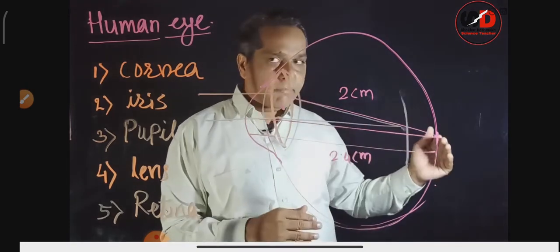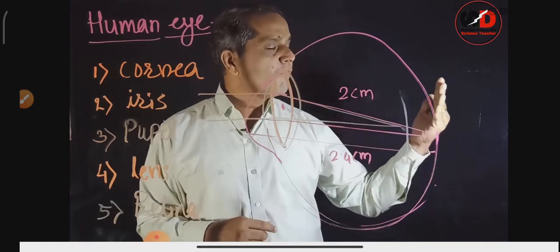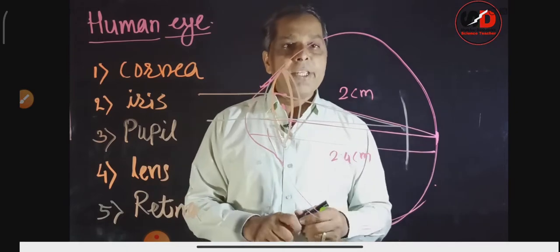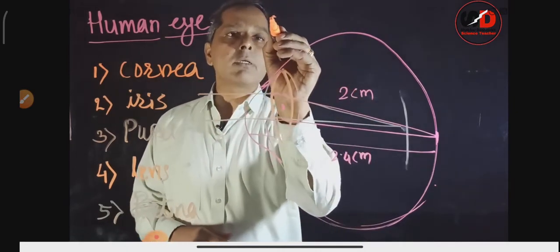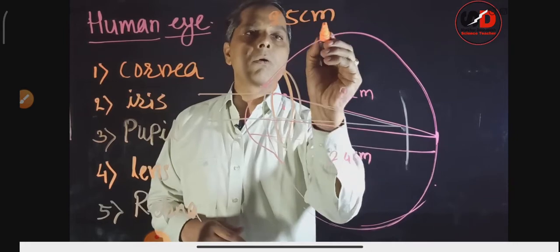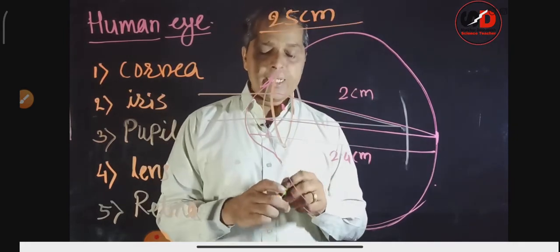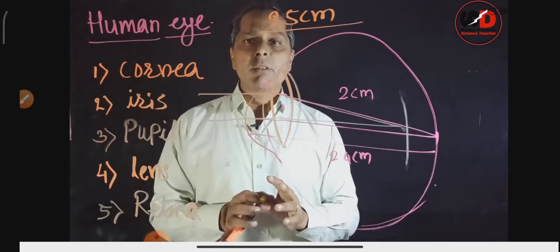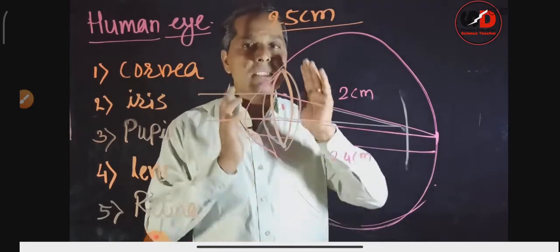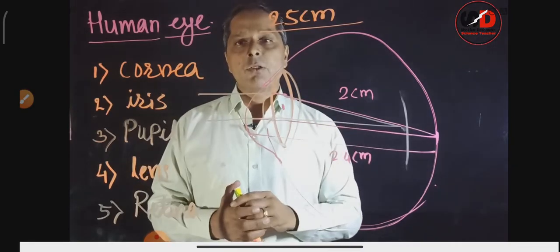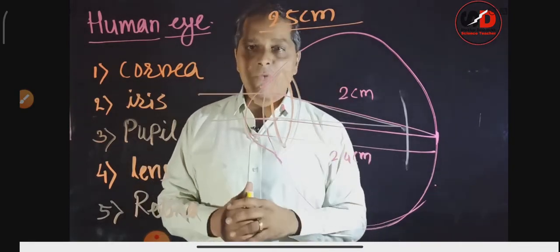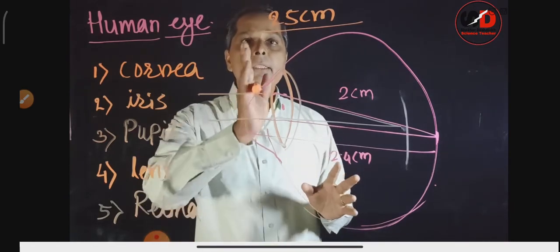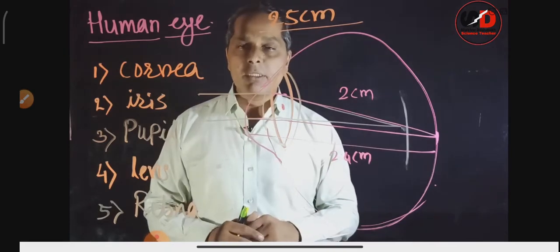That means it is the minimum distance at which I can read without any stress on my eye, and that distance is 25 centimeters. 25 centimeter is the minimum distance for distinct vision. That means for clear vision without any stress on my eye. So that is also called the near point of a normal eye. For any normal human being, normal eye, the near point is 25 centimeter.